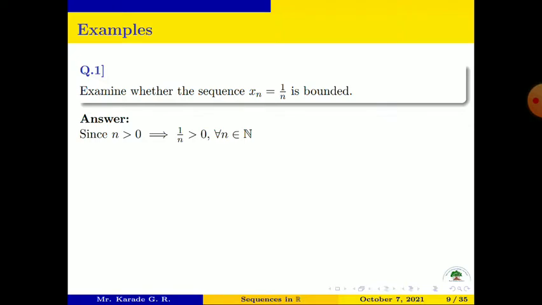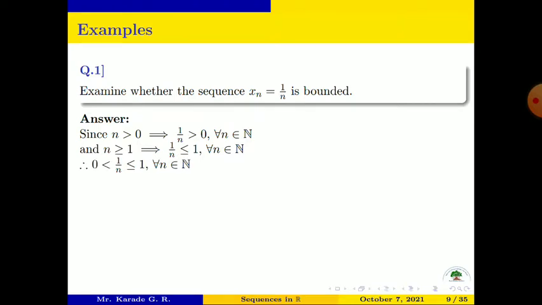By using the definition of bounded sequence, we can show that the sequence is bounded since n is greater or equal to 0 for all n belongs to the set of natural numbers. Therefore 1 upon n is also strictly greater than 0 for all n belongs to N. See here step by step: n is greater or equal to 1, and this implies that the reciprocal 1 upon n must be less or equal to 1, and it is true for all n belongs to N.